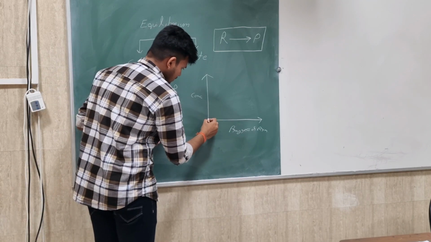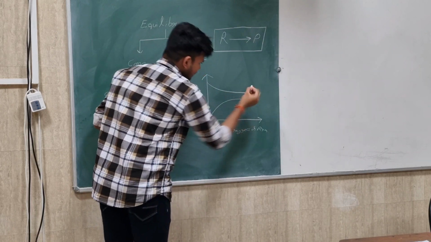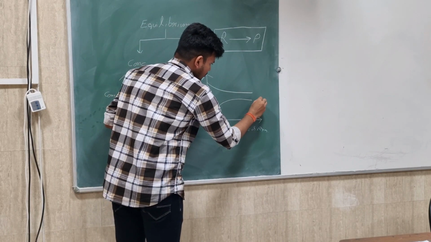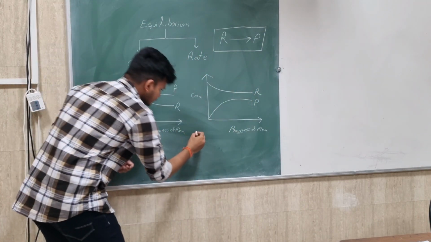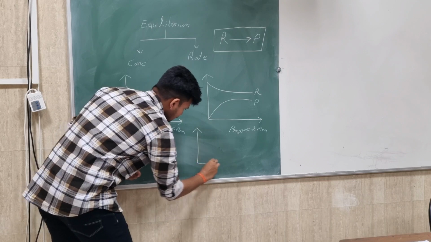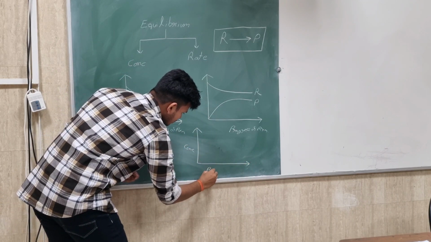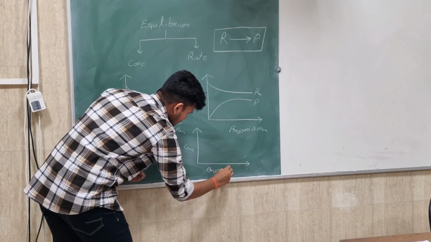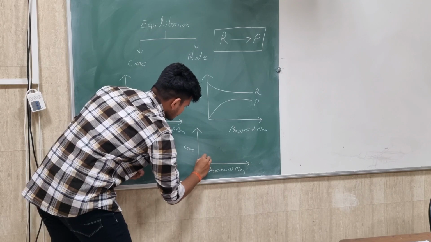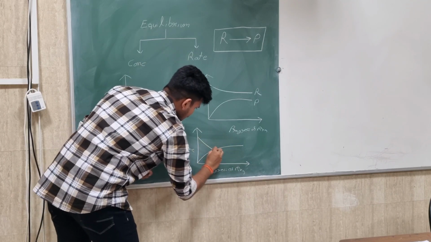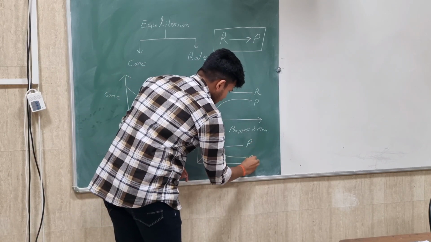In this graph, as like this, here this is product, this is reactant. Okay? In the third graph, we can say here is the concentration, here is the progress of the reaction. That's it. Here, this is the product, this is the reactant.